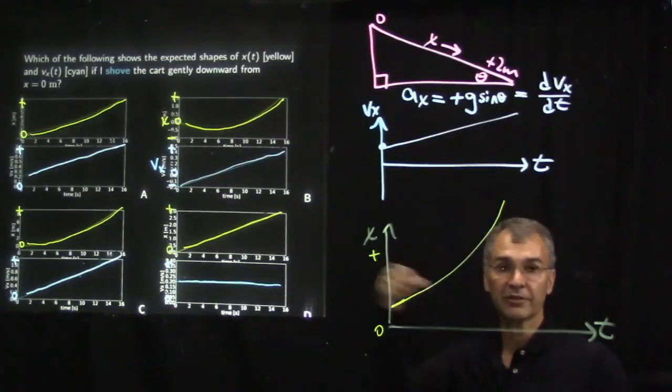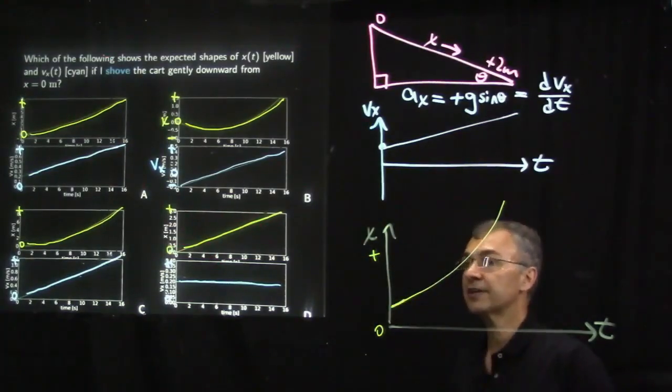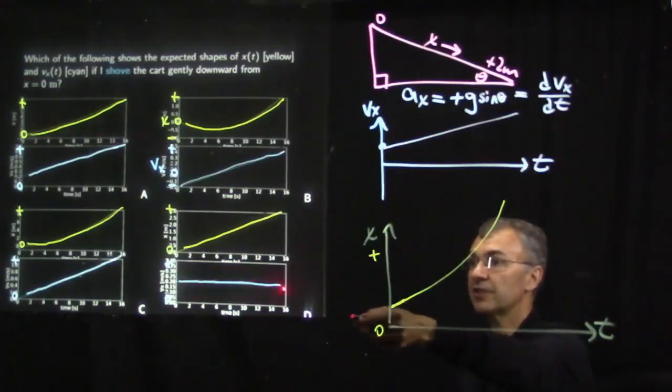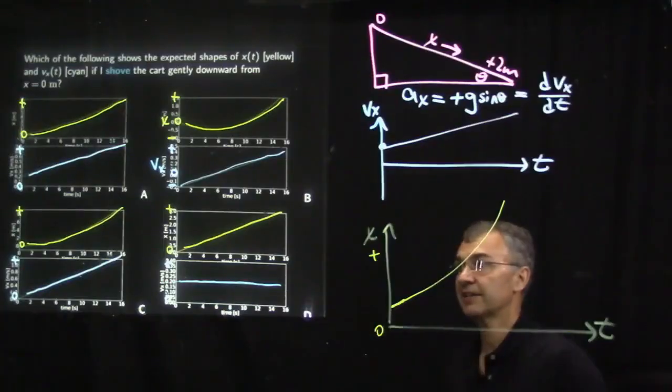We didn't just let it go. We gave it a shove. So I think that leaves alpha and delta as options. This one, delta D, has a constant velocity. So the velocity is always flatlined at some small positive value.